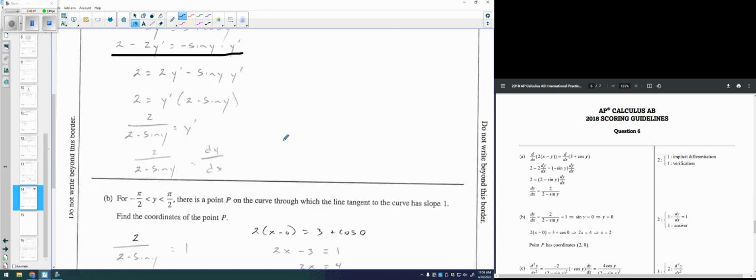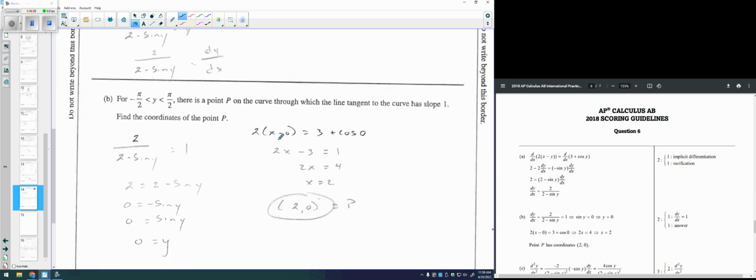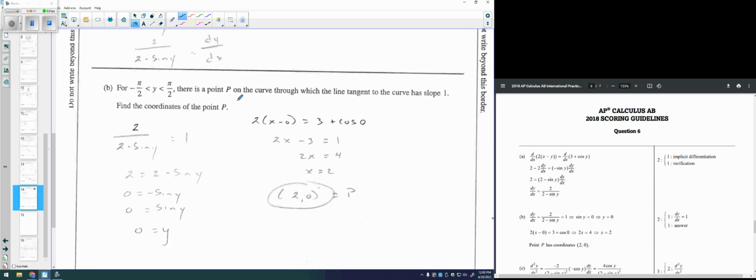Okay, question B. There's a point on the curve between negative pi over 2 and pi over 2 where the slope is 1. First thing I did, set my derivative equal to 1. Why would I do that? Because the slope needs to be 1. Notice on my scoring guidelines, I get 1 point simply by doing what I just did, setting my derivative equal to 1. Boom, got a point. Now, find the coordinates of P.